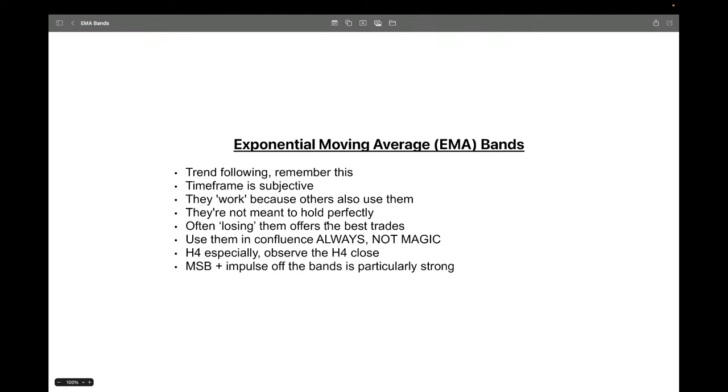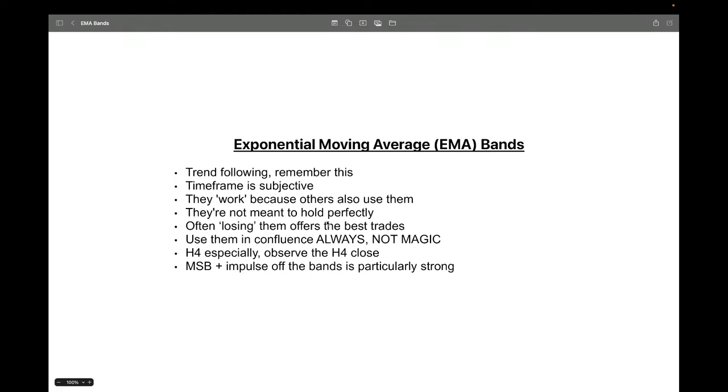So they work because others also use them, much like a trend line. You don't want to draw a really obscure trend line that nobody sees, because then nobody's going to put any value in it. It's actually what people think is counterintuitive, but it's actually not. You're trying to follow the crowd.